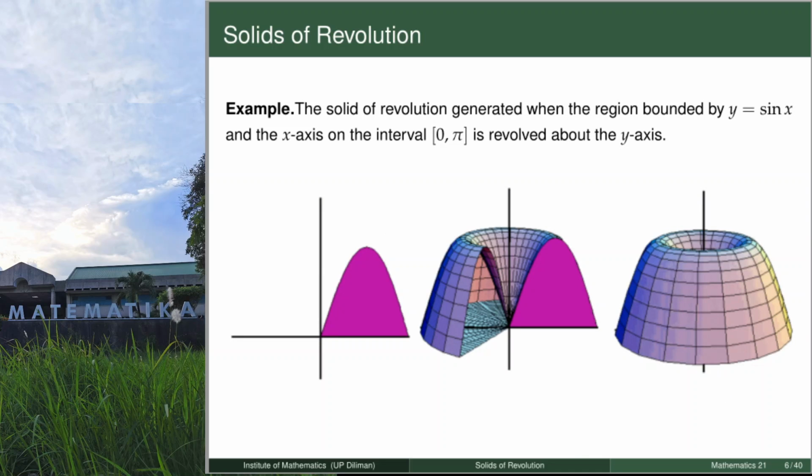Another example is, let's say you have this plane region that is bounded by the graph of y equals sine x and the x-axis on the interval 0 to pi. Revolving this about the y-axis will give us this solid. So this is another example of a solid of revolution.